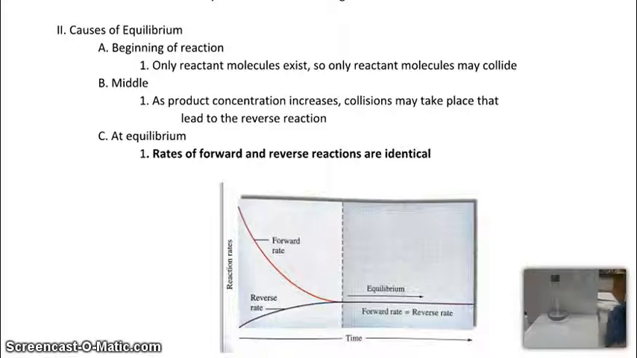You are making more and more product molecules, which then can collide to make the original reactant molecules all over again. So this is what we call the reverse reaction. So again, at equilibrium, the idea of the reactant molecules colliding to make products is at the same rate as the product molecules colliding to make the reactant molecules.